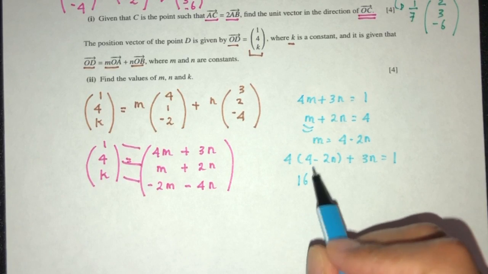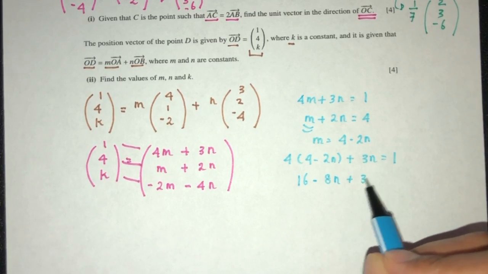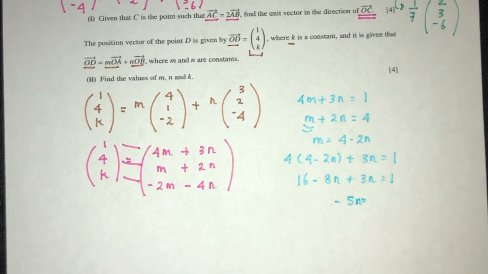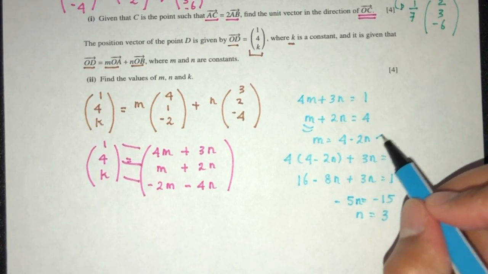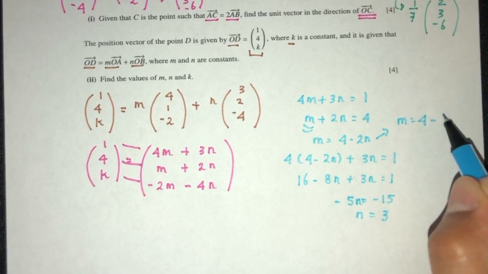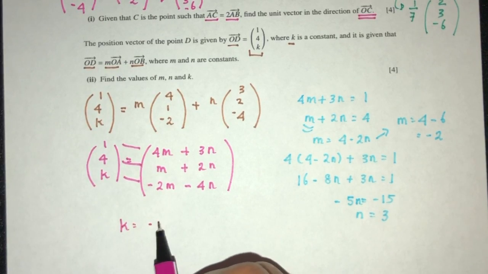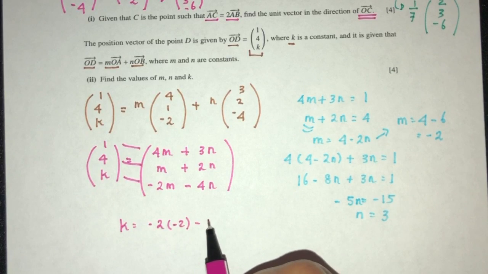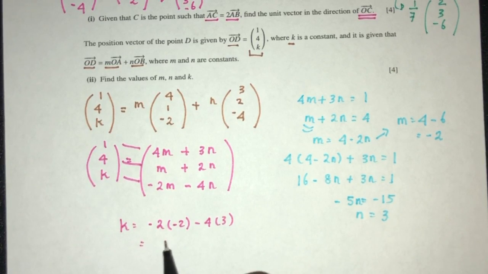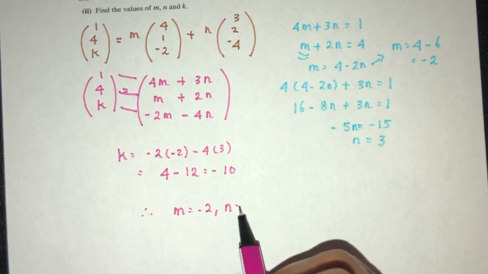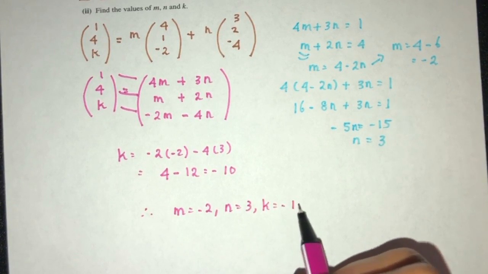4 times 4 is 16 minus, that will be 8N plus 3N equal to 1. This will be minus 5N, and that should be minus 15. So N will be the value of 3. From here, M will be 4 minus 6, that should be minus 2. So finally, K have to be minus 2 times M, which is minus 2, minus 4 times 3, so that will be plus 4 minus 12, that should be minus 10. So values of M is minus 2, N is 3, and K will be minus 10.